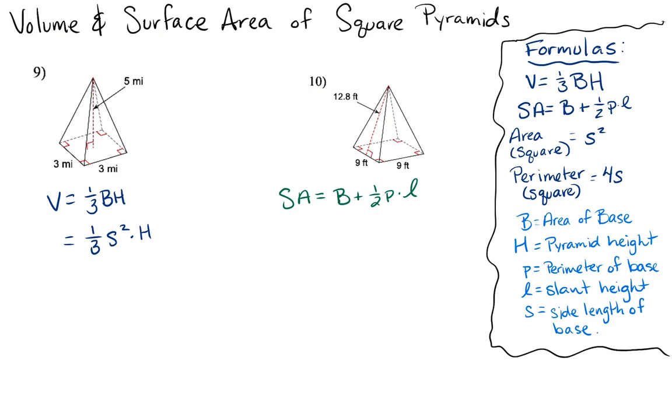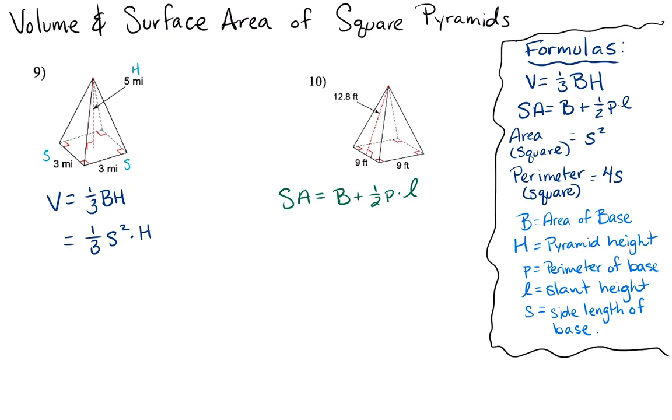Looking at our shape here, we can see that this is going to represent the base of our square pyramid because it is square on the bottom. We know that because we have side lengths that are the same and 90-degree corners. And then this red line that's coming up from the center up to the top of the pyramid represents the overall height of the pyramid. So we're going to let 3 be the S value for the side lengths of the square at the base of this pyramid, and 5 is going to represent the capital H, the overall height of the pyramid.